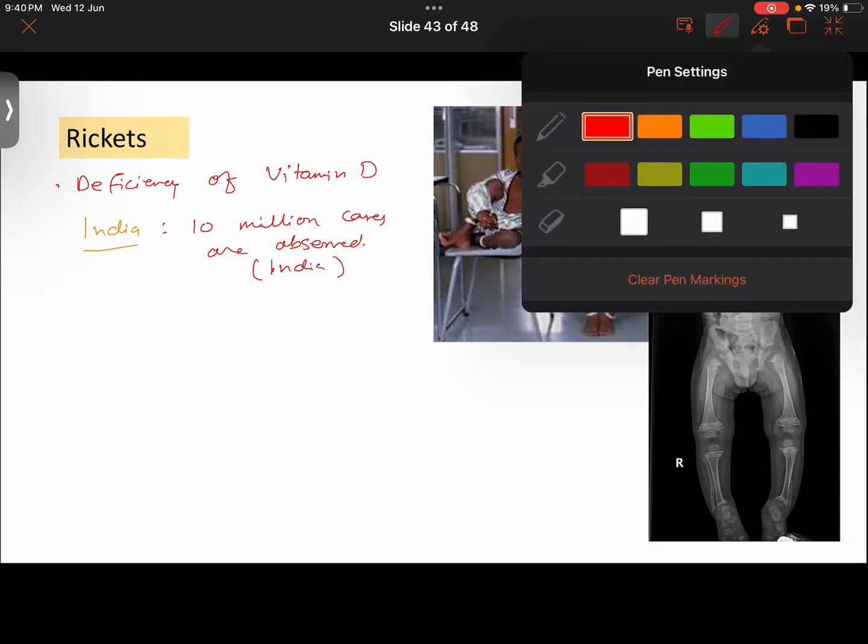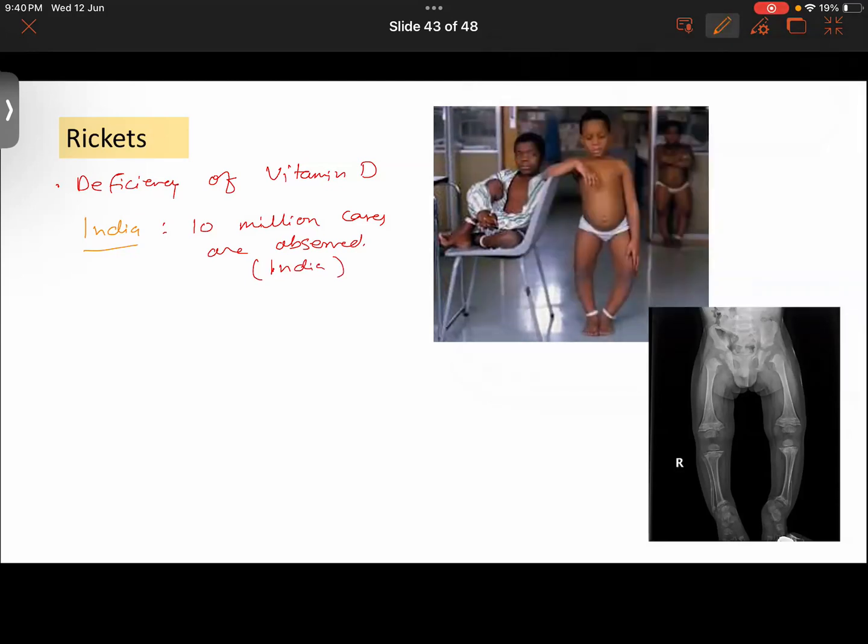Although this is treatable, it's not like this can't be treated. With proper medication, it can be treated. So what happens now? In this case, the bones will become soft, so thereby they will bend like this. It is seen in the majority of cases in children. Bones will become soft, plus they will become weaker. That's why they tend to bend.